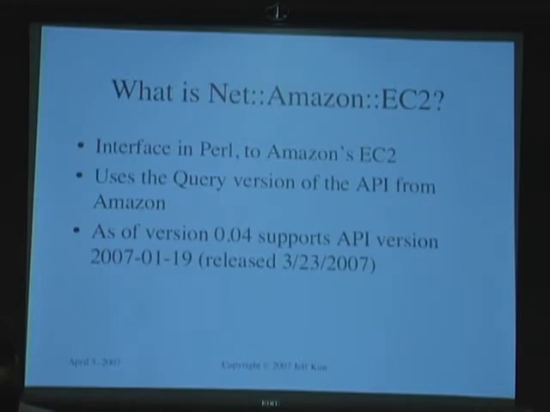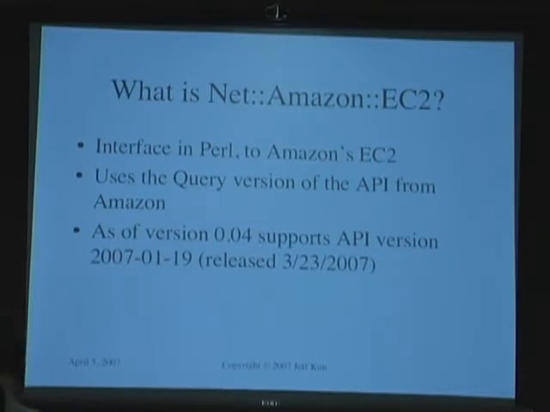What is Net Amazon EC2? It's an interface in Perl to Amazon's EC2. It uses the query version of the API, which is really just the REST interface to their API. There is a SOAP version. However, Perl's SOAP capabilities were not really up to snuff in signing SOAP messages and doing message-based authentication. So the query version is much easier to use, honestly.